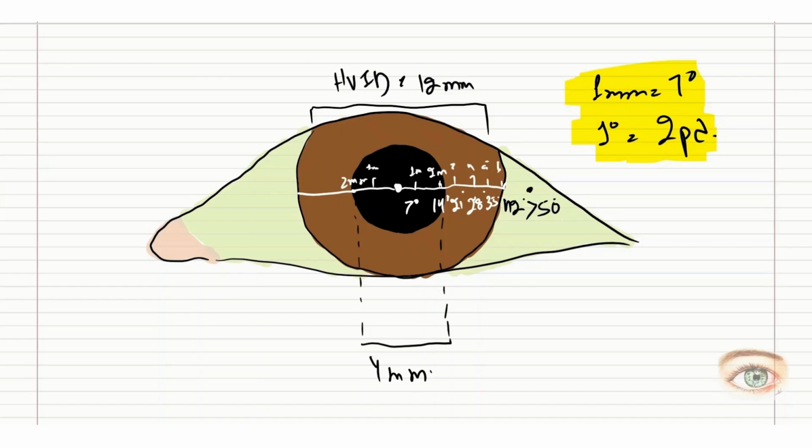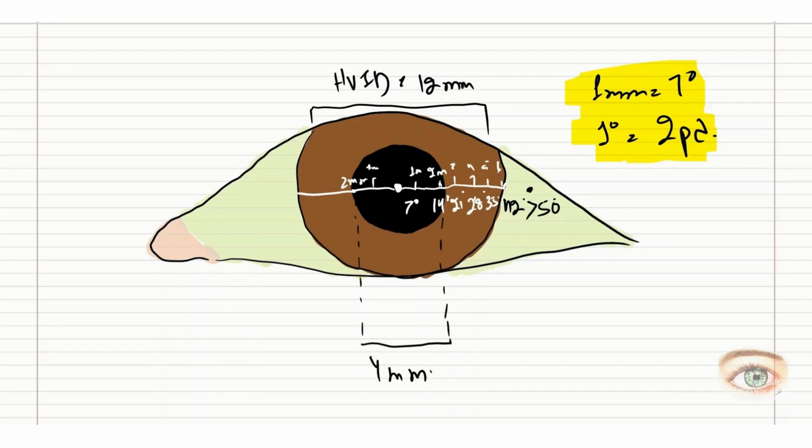Each degree, as I've told you before, is equal to 2 prism diopters. So if it is 7 degrees, it will be equal to 14 prism diopters. If it is 14 degrees, it will be equal to 28 prism diopters. If it is equal to 50 degrees, it will be equal to 100 prism diopters, right? So this is how you measure deviation with the help of the Hirschberg test.